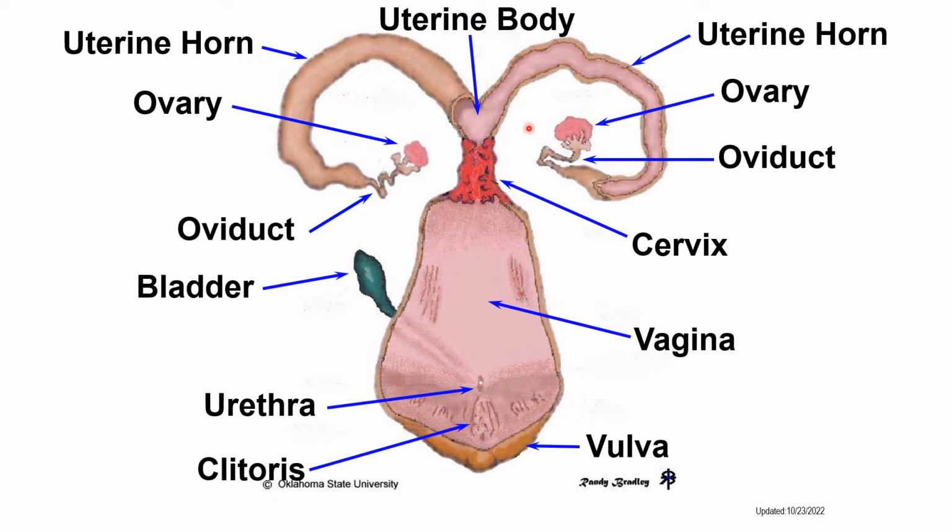The parts are, of course, let's start with the ovary. Then we have the oviduct. This portion here is the oviduct. Then we have the uterus. The uterus has a uterine horn and a uterine body. After the uterus, we have the cervix and the vagina. We have also the vulva, and some parts that can be found here are the urethra and the clitoris.